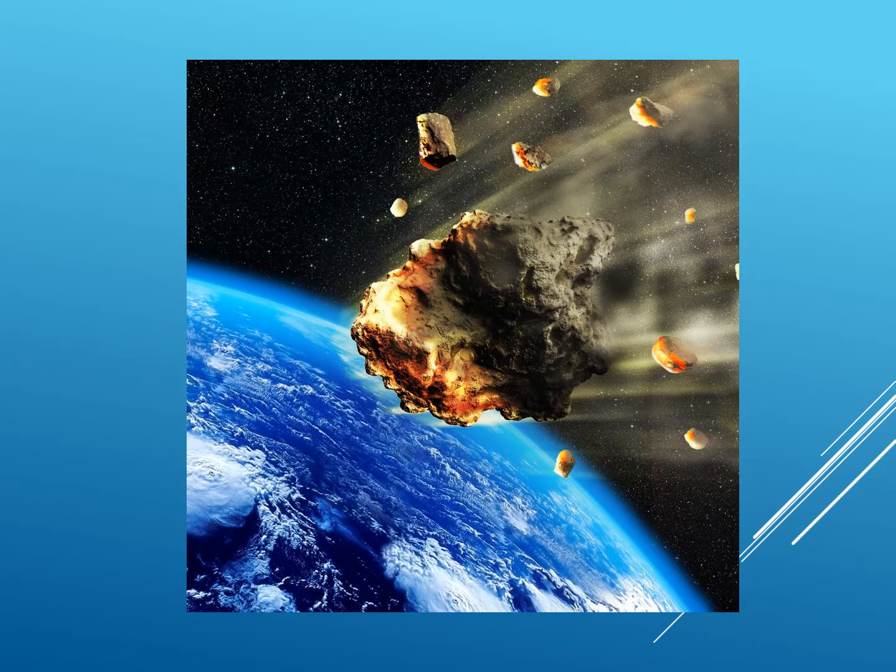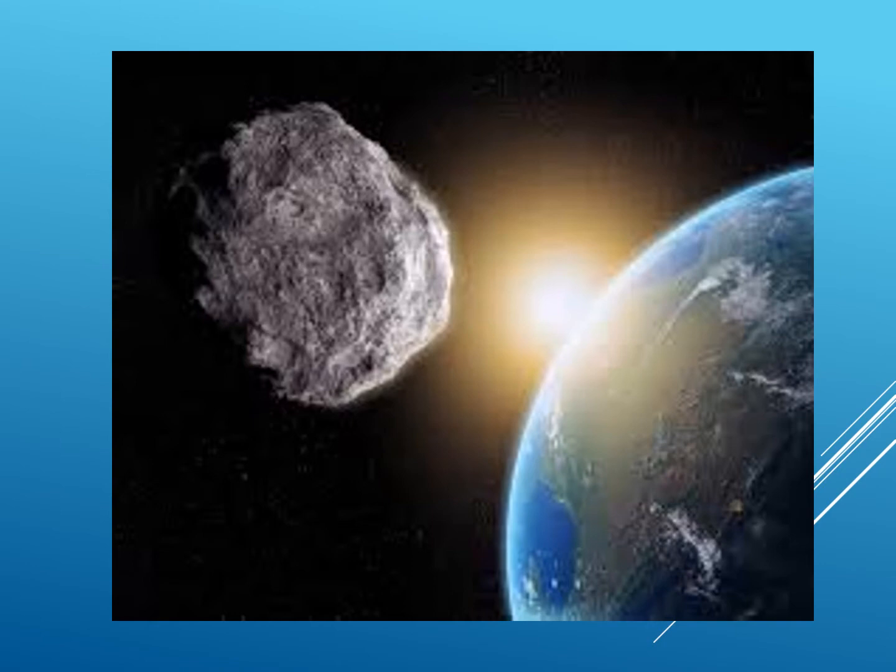And this one is an example of a picture of a meteoroid approaching the Earth. Of course, this one is an example of a picture of an asteroid. So I've shown you the difference between comets, meteoroids, and asteroids, because sometimes it is very confusing to learn the terms and their differences.